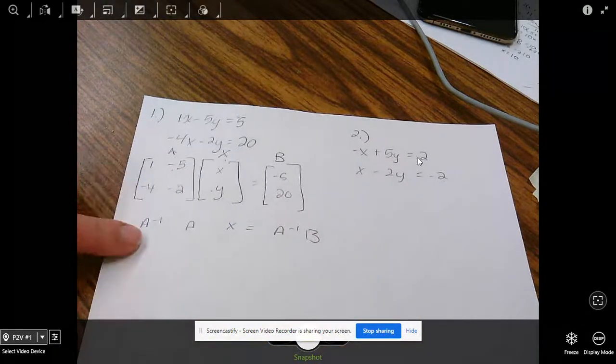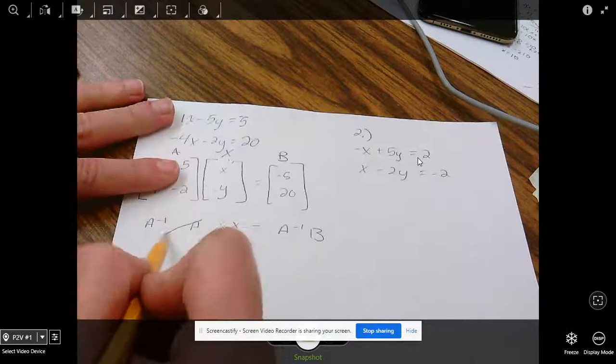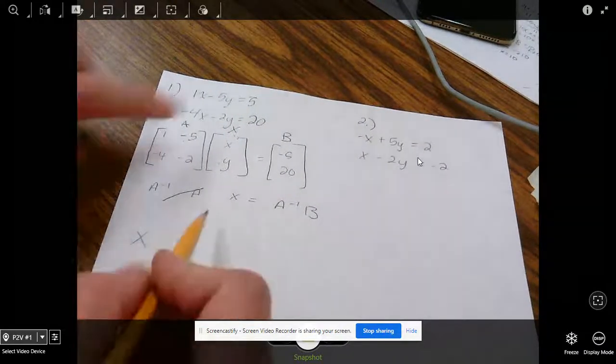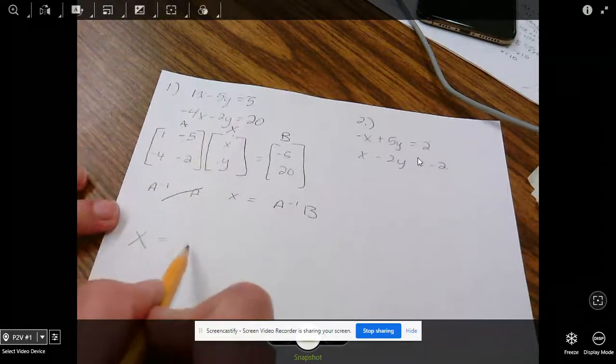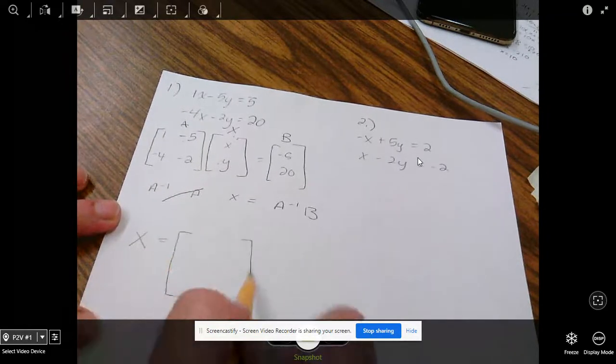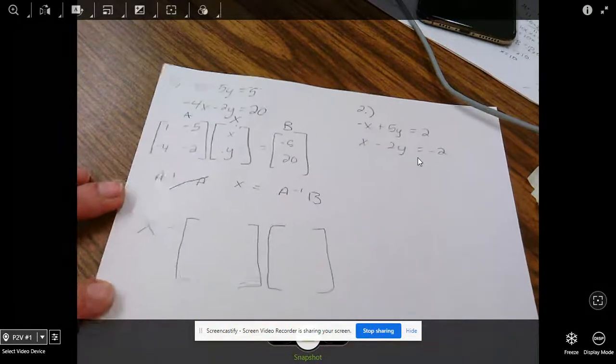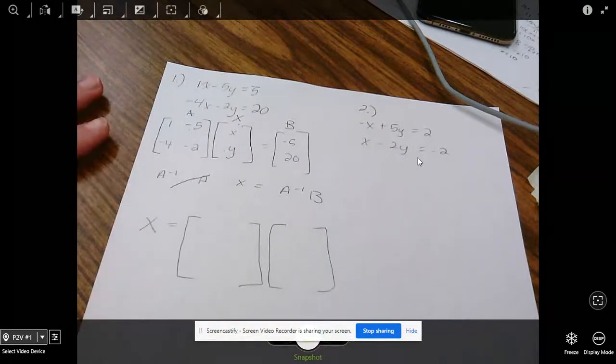Well, we know what A times A inverse is going to be. It's just going to be 1, or the identity, 1, 0, 0, 1. So matrix X is just going to be whatever the inverse times matrix B is. So I don't have to show all the work. I just need to show enough work where it looks like a solutions manual.